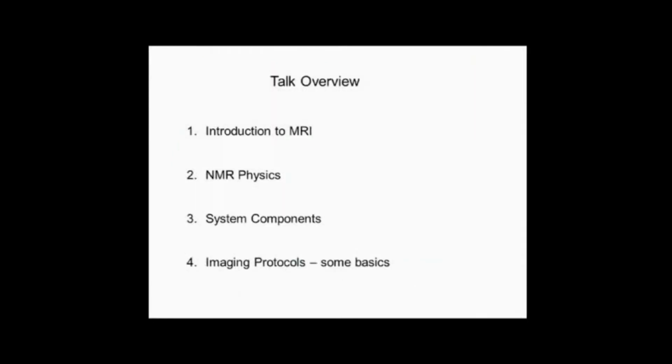So this is just an overview of the talk. I'll give a very, very brief introduction to the world of MRI. I'll give some of the basic underpinning physics of the nuclear magnetic resonance technique. We'll very quickly look at the basic system components. You'll be getting more detail specifically on RF coils in the second lecture this morning. And then finally I'll just mention some imaging protocols and basically how we acquire an image.